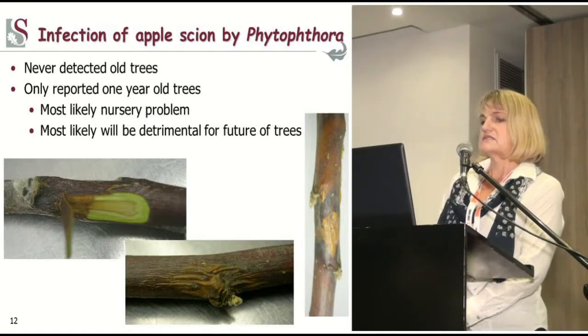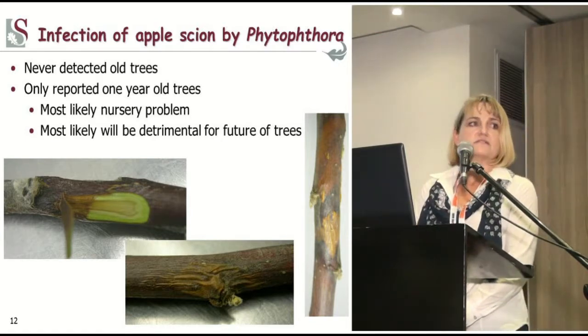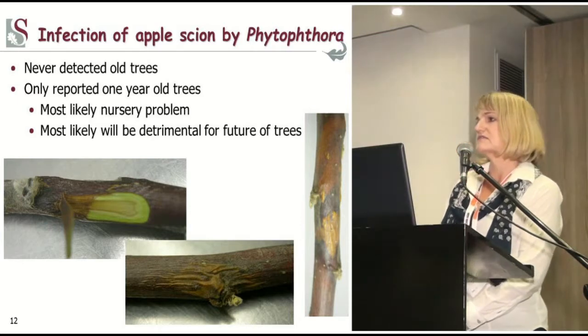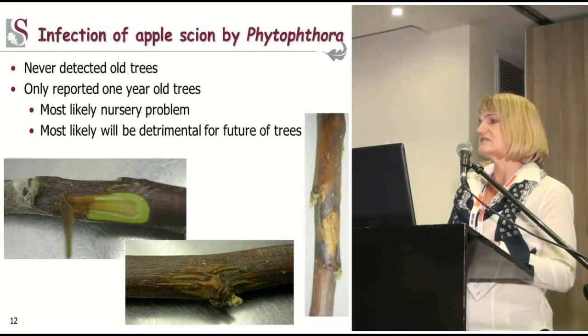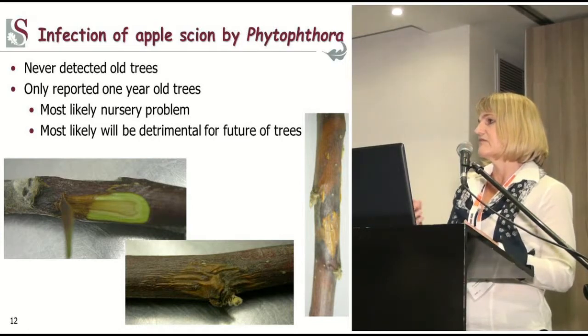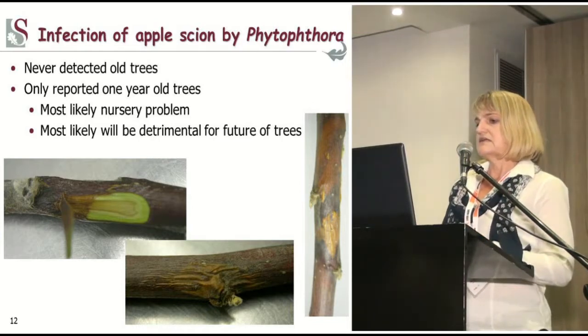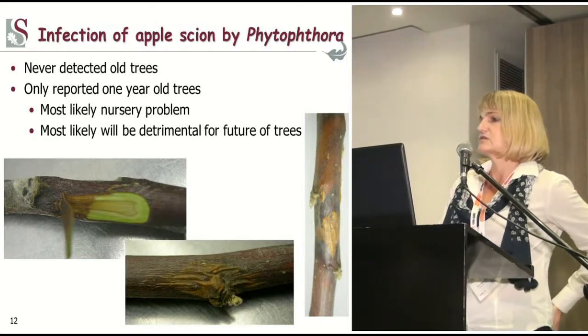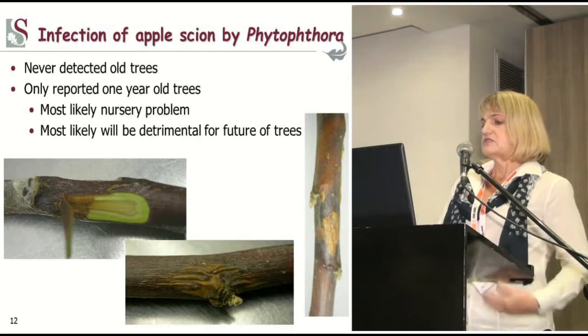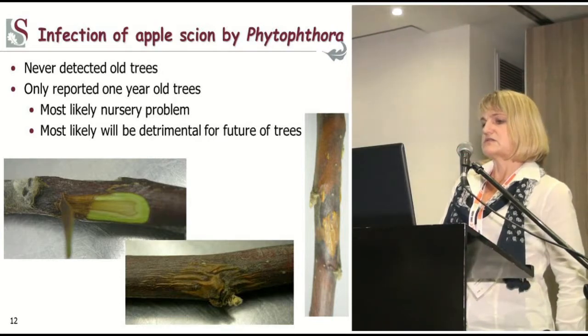Then this type of symptom is one that our disease clinic identified. It's very interesting, where you can actually, on young trees, also get a blister-like symptom on the above ground stem, which is unusual, but it can occur. And this is also most likely stressed trees that came from the nursery.